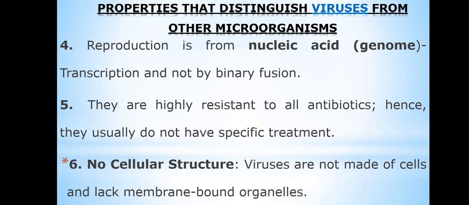Apart from that, talking about reproduction, reproduction is from the nucleic acid. Remember we said a virus is not a living organism. So does it perform sexual or asexual reproduction? The answer is no. The virus reproduces through its genome, that is, transcription, and not by binary fission. The virus uses the central dogma to multiply in number, because it's not a living organism. So it uses the principles of DNA replication, transcription, as well as translation, to multiply or reproduce.